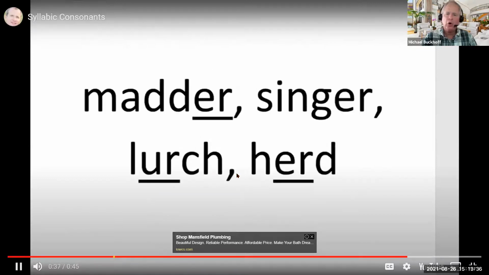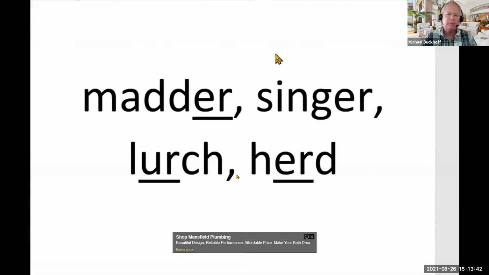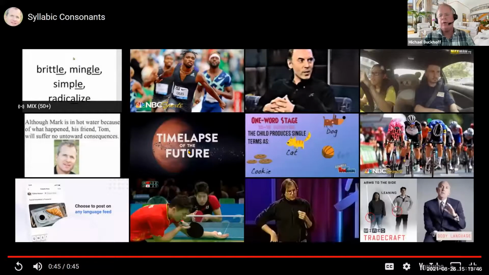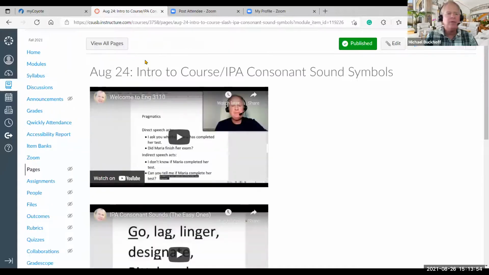Syllabic R: matter, singer, lurch, herd, singer. So those are what we call the syllabic consonants. It means there's the vowel and the consonant together, and they cannot be separated. Okay, let's go to the vowels now.